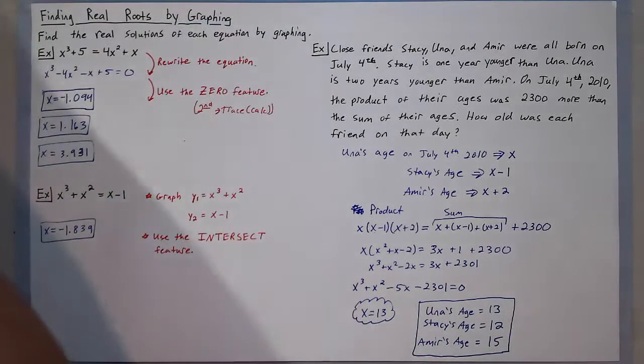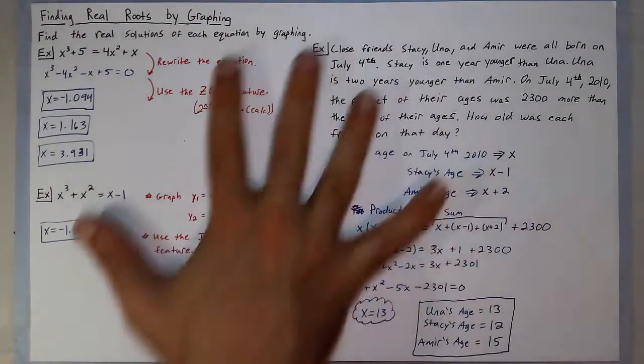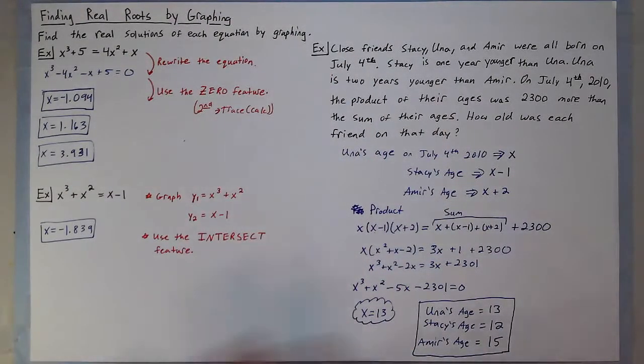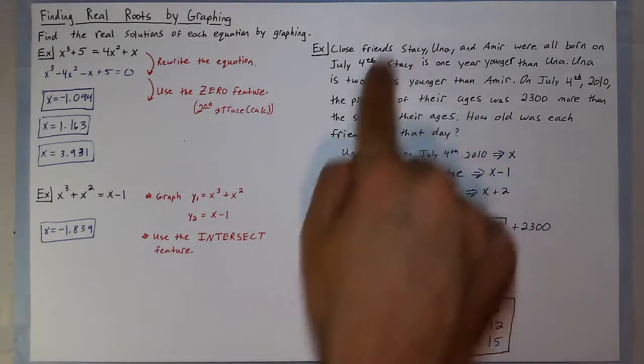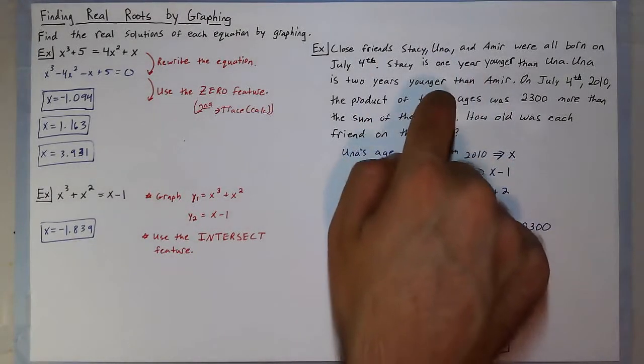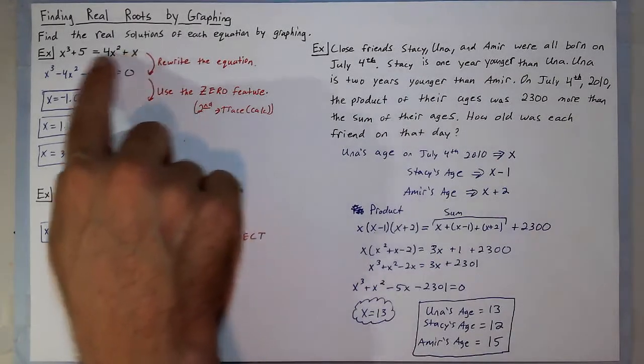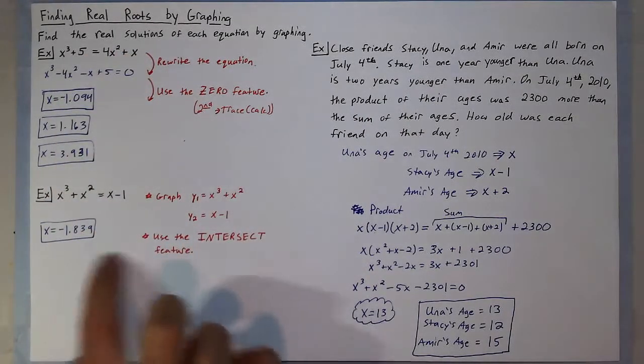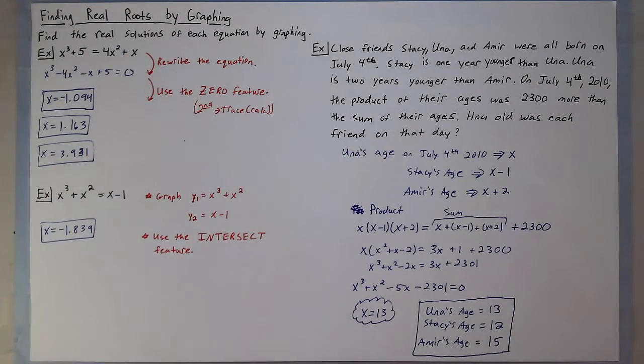The one thing to be on the lookout for is while this feature is really nice for solving them quickly, it does leave out all imaginary solutions. With word problems, it works out really nicely because sometimes we only want real solutions. But whenever you're just solving an equation, you might miss out on getting those imaginary solutions. And that is how you find real roots by graphing.